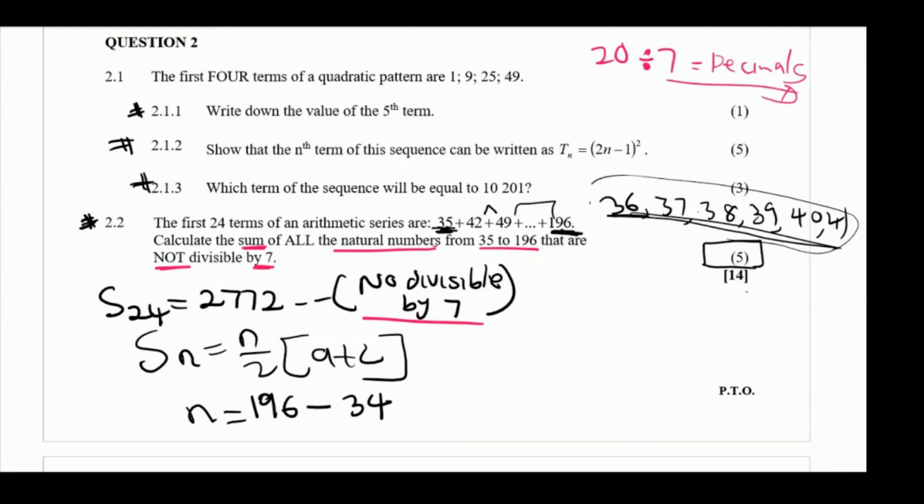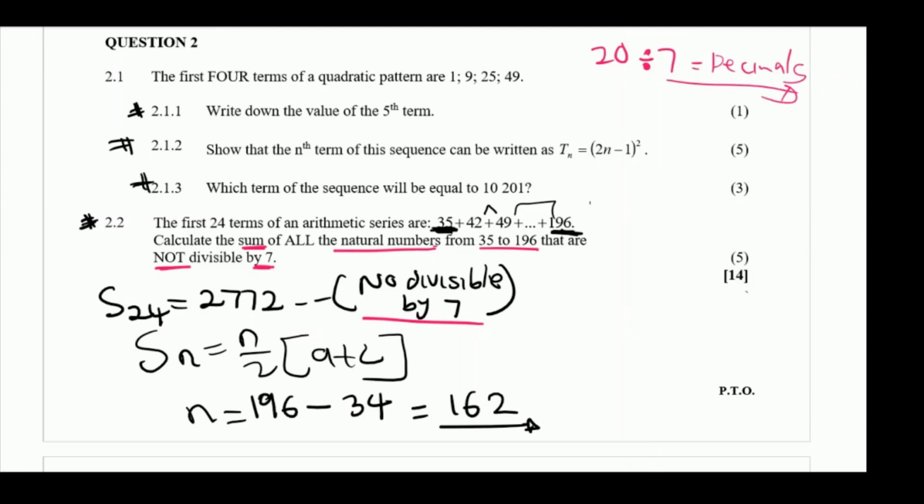Hence I'm using 34, which is less than 35. I want to include 35 as one of my terms because it's also a natural number. So when you subtract these two, you're going to get 162. So this is the total number of terms of natural numbers, all the natural numbers in the sequence, including the ones that are divisible by 7.